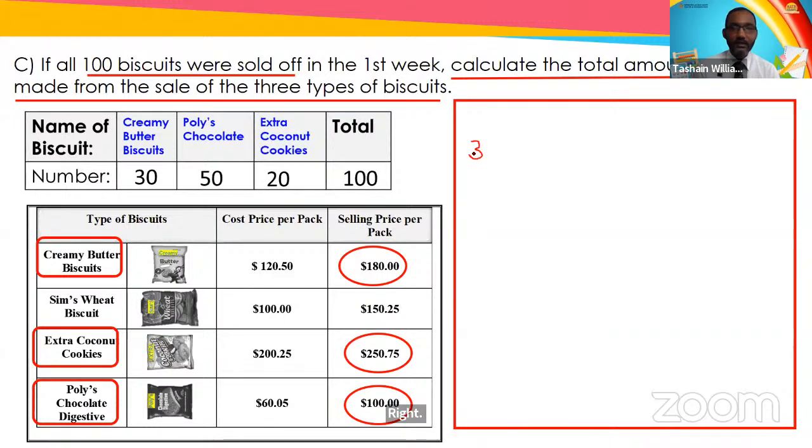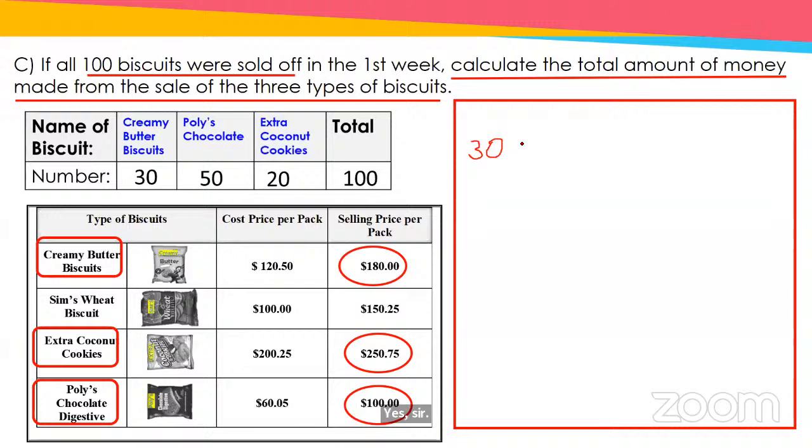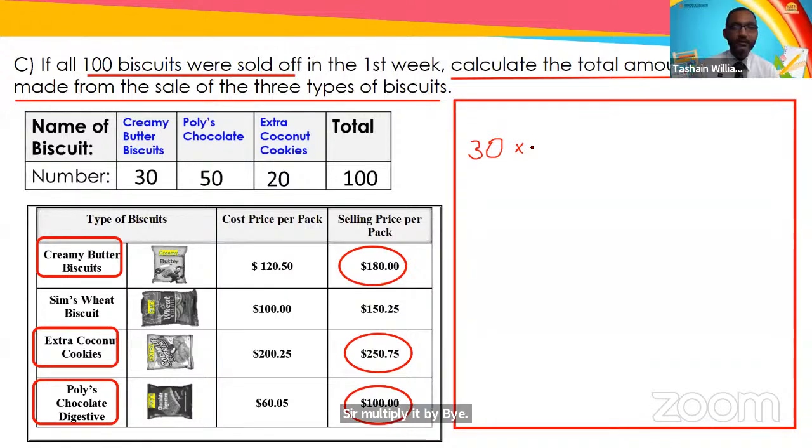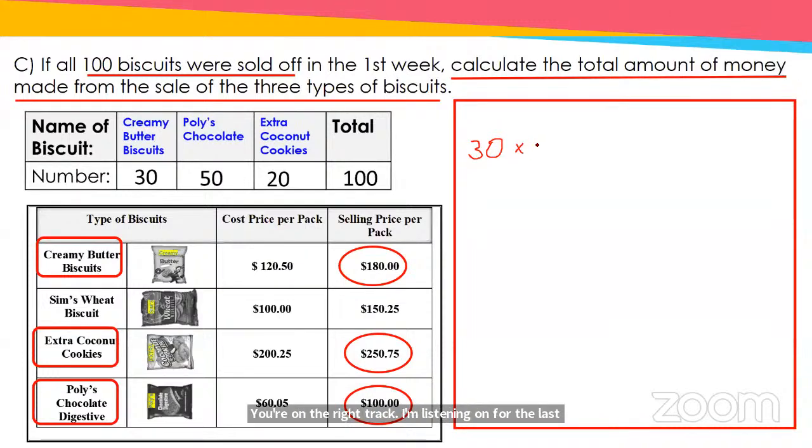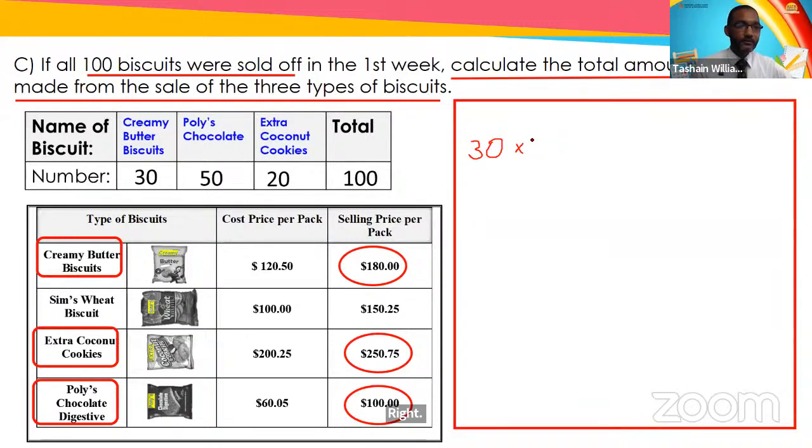So for Creamy biscuits, we had 30 biscuits. How do we find out how much money? So multiply by, wait, I'll call a friend. Junior, by? You're on the right track. I'm listening out for the last part. Multiply by what? We have a little bit of technical difficulties with Cassandra. Paige, do you want to take up where she left off? You can type the answers in the chat, boys and girls. All right, multiply by 180. I see Devonte: multiply by $180.